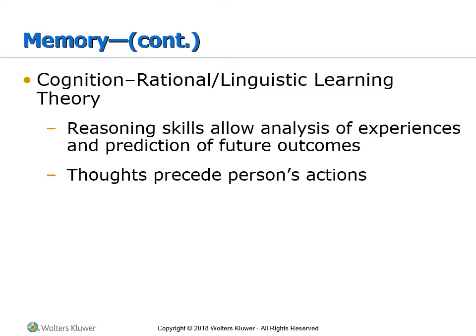With cognition, we also have the rational linguistic learning theory. And so this is reasoning skills allow for the analysis of experiences and prediction of future outcomes, and thoughts precede a person's actions. So again, based on what you've learned previously, you're able to then synthesize and create a new solution or come up with new information or predict things, again, using your previous knowledge. So again, you think about something and then make the action.